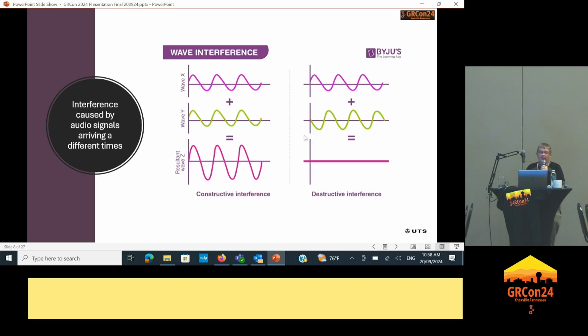So with wave interference, it can be either constructive interference or destructive interference. So it can either reinforce the signal, or it can actually destroy the signal. So there's just something that you've got to be aware of, that it can be either a better signal or a worse signal, but with multipath, you won't get the right signal all the time.